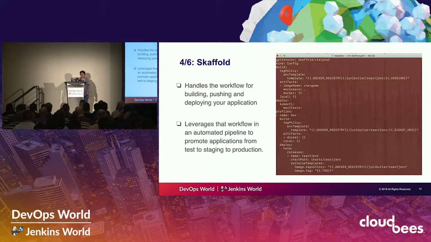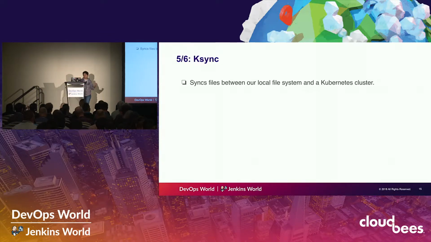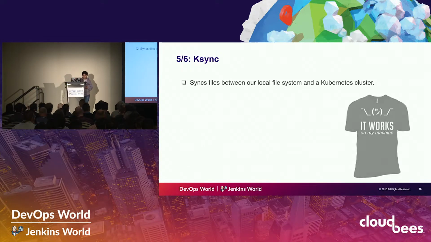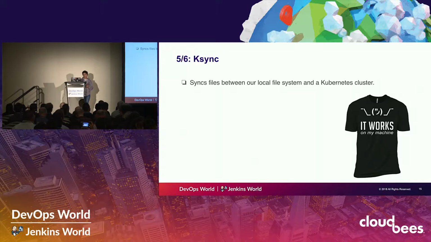Skaffold handles the workflow and then leverages the workflow. This is the YAML that comes pre-built, out of the box for you. It's almost like a turnkey solution at this point. Till wherever I've discussed till now, literally the work done to set up is nil. It syncs files between our local file system and the Kubernetes cluster, we talked about this. It's high time we stop printing these t-shirts and then making fun of it. It works everywhere, it just doesn't work on your machine, right? This has gotten us into too much trouble.